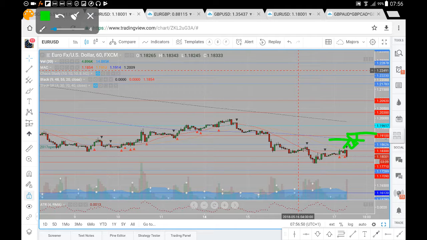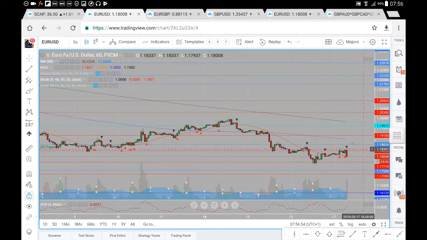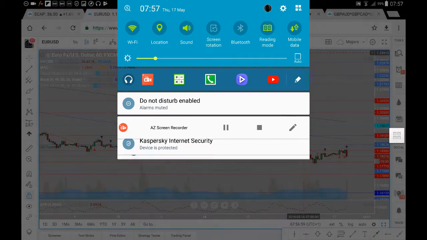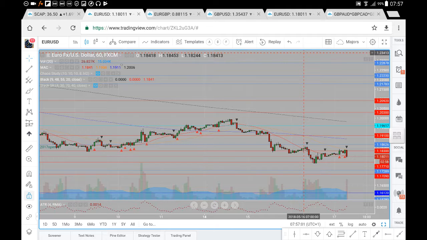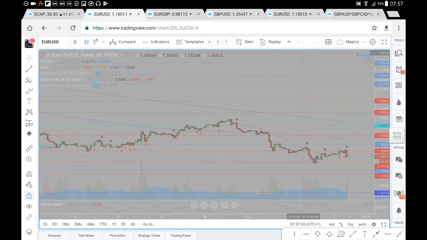But if we do progress beyond there, we're looking for a move up towards that 1910 here on the EUR/USD. Beyond 1910, I don't anticipate 1961 coming into focus. So we'll have a look here at the daily chart before wrapping up.